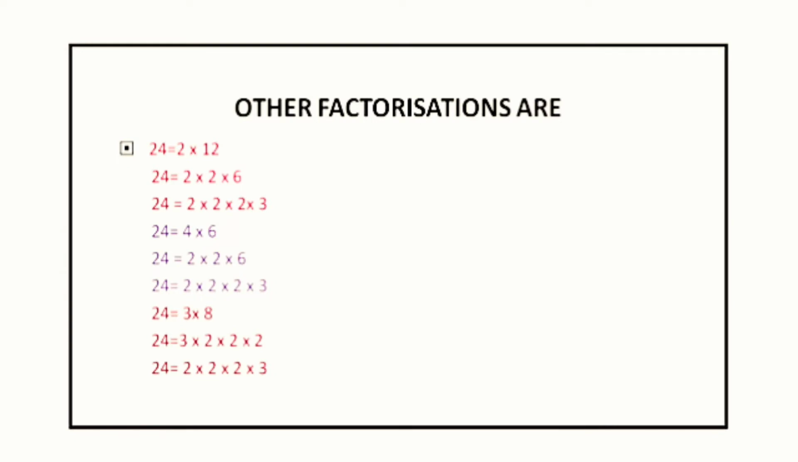Now, let us see how 24 is categorized in another way. 24 equals 3 into 8. 24 can also be expressed as 3 into 2 into 2 into 2. It can also be expressed as 2 into 2 into 2 into 3. So, these are the three groupings by which the number 24 can be factorized.